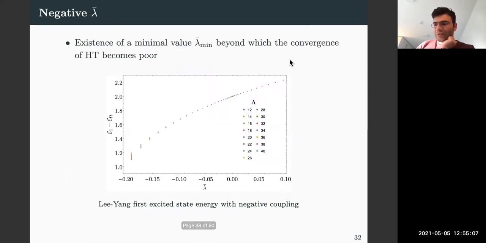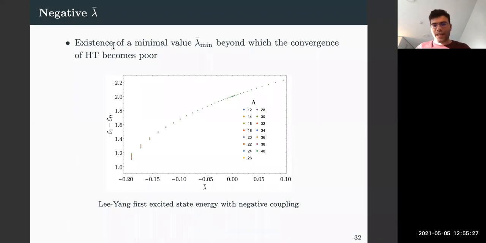Okay, so I skipped the Liang part. How much time do I have? Is it 5 minutes? Maybe I skip Liang and just talk about the speculation we have about the negative lambda bars.